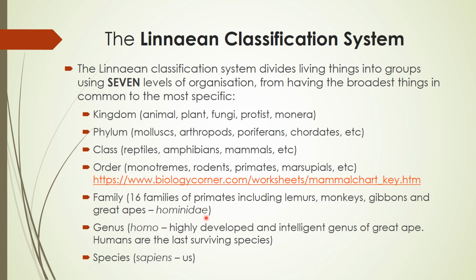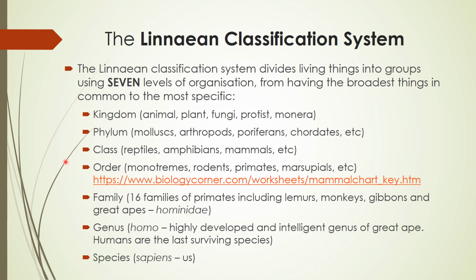Then we look at the genus, and our genus is called Homo, and we are actually the last surviving members of the Homo genus. And these are highly developed and intelligent apes. So we're the last surviving members of that genus. And then our species is called sapiens.